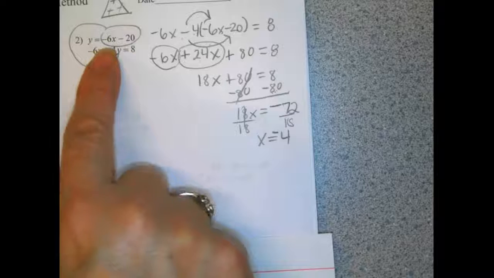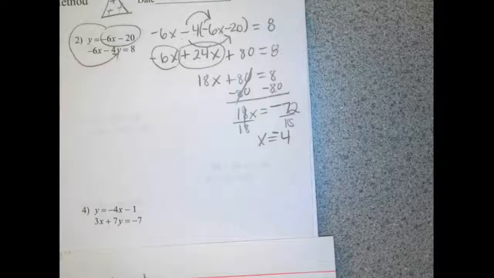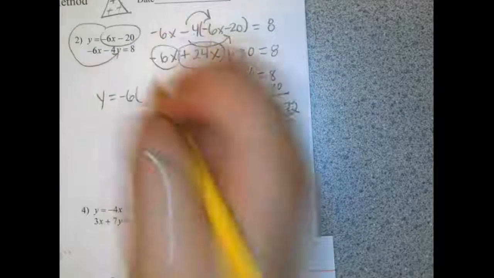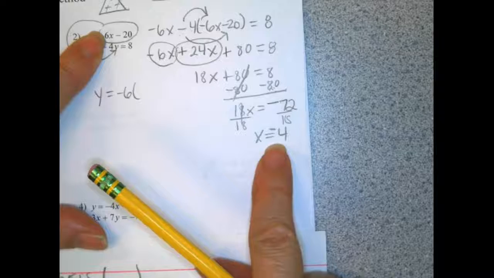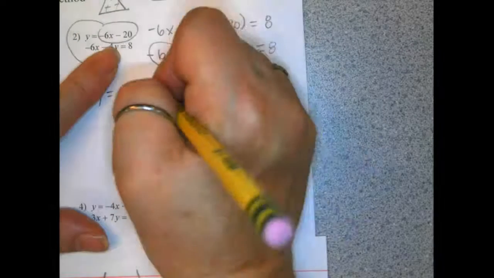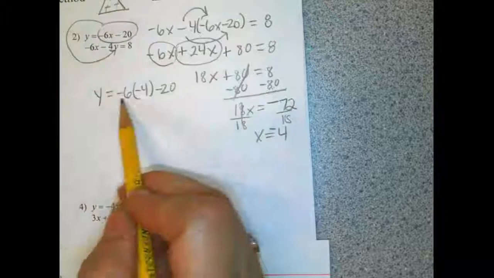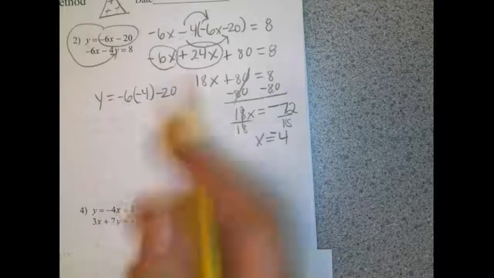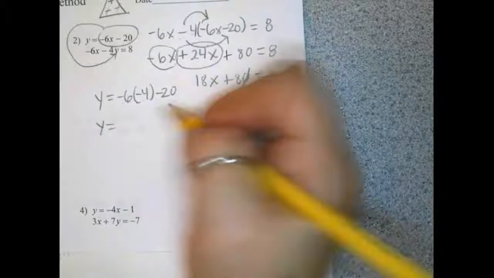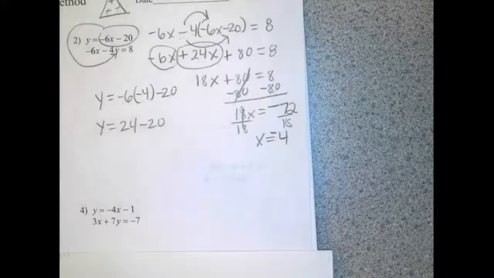So now that I know what x is, I can go back into my equation, y is equal to negative 6 times x minus 20, and substitute it to find out what y is equal to. So y is equal to negative 6, but instead of x, what am I putting? Negative 4 minus 20. Okay, so negative times a negative is going to give me what? Positive. What's 6 times 4?